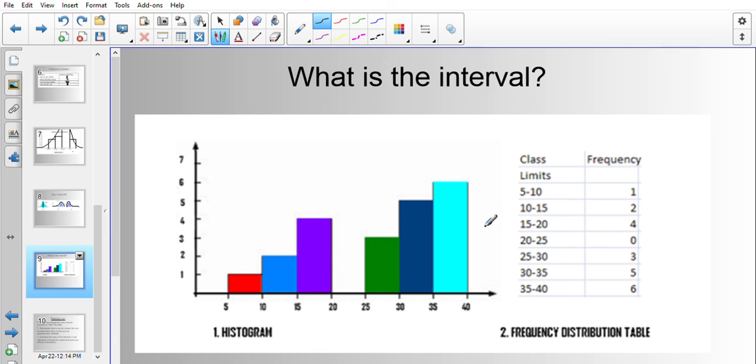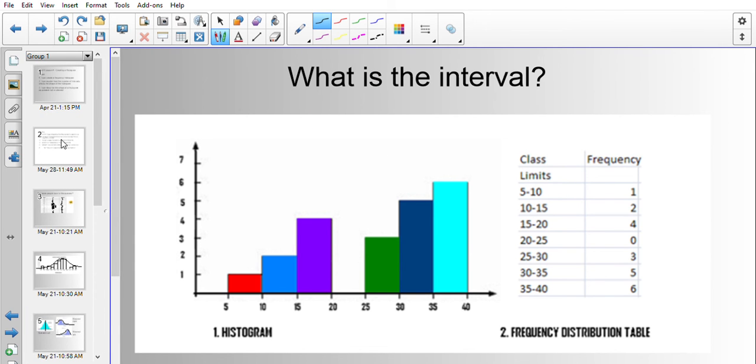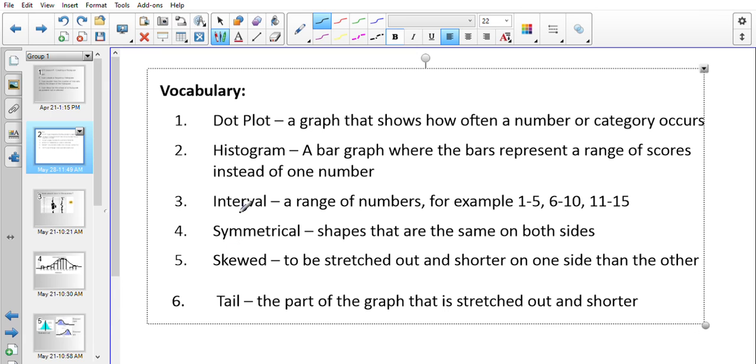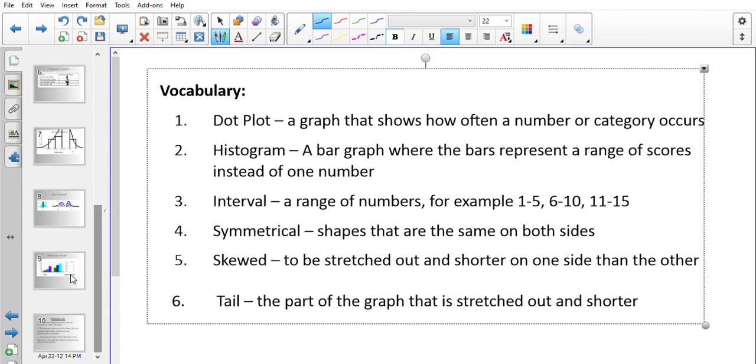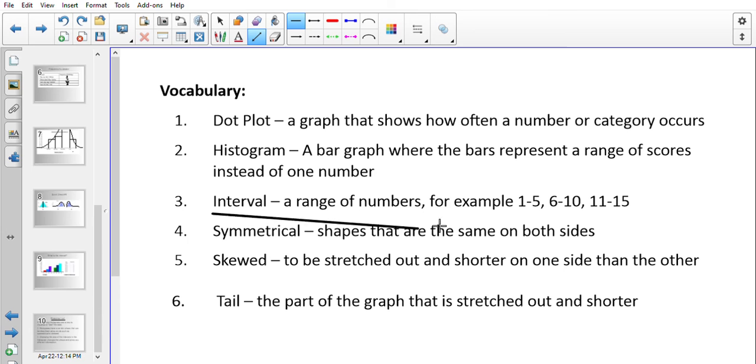Okay, so what is an interval? This is the last thing we have to talk about. Remember, if we go back to our vocabulary, an interval is a range of numbers, for example, 1 to 5, 6 to 10, or 11 to 15. That's our definition for interval. It's a range of numbers.